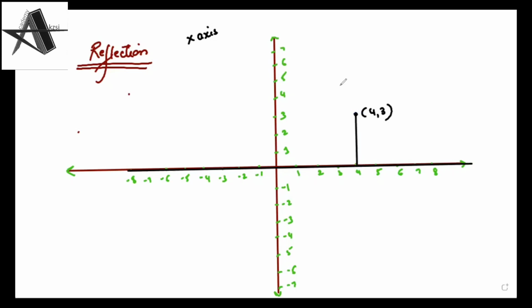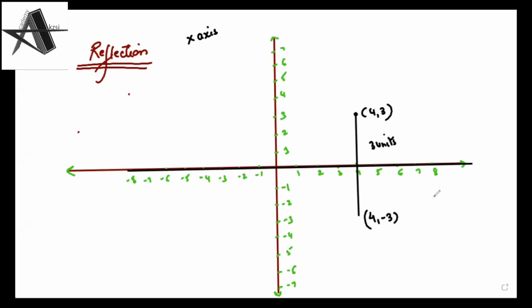If you see the distance between them, it's 3 units. And that you have moved in the y direction. So the image will be 3 units behind the mirror. So you have to extend, you have to move in the same direction, only 3 units backward. So this will be 4 remaining as it is, and -3. Why? Because we have moved in the y direction, so x remains the same and y changes.